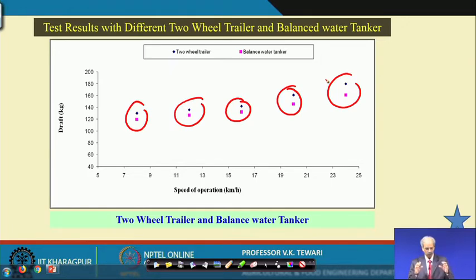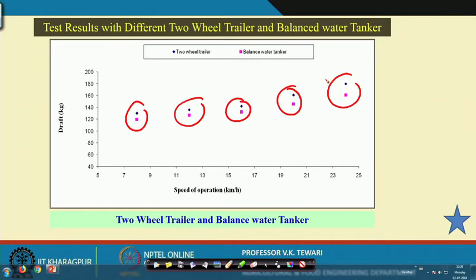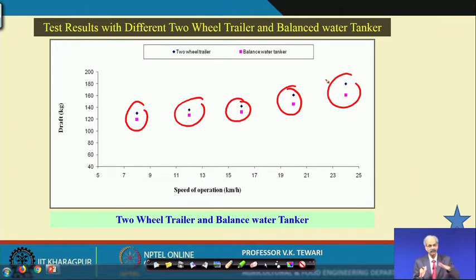See, we are talking of a two-wheel trailer here. The moment you talk of a two-wheel trailer, you need to maintain the horizontal position of the hitch with respect to the trailer. This is important here, but we found that if you put it straight, the changes are not much, because the balanced water tanker is a four-wheel one and this is a two-wheeled one. So, we are in a position to measure this.